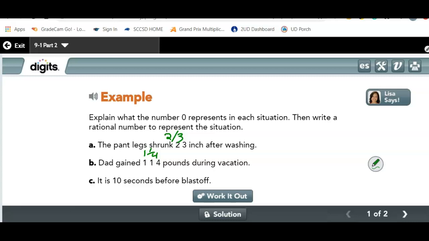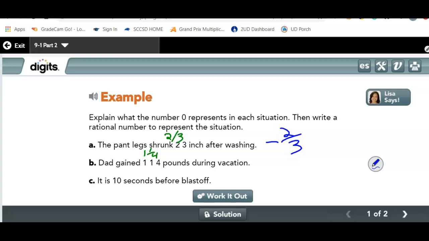All right, a pant leg shrunk 2/3 of an inch after washing. What is the rational number represented in this situation? Jay? -2/3. Awesome. Why did it become negative? Nathan? Because the pant legs lost 2/3. Good. It shrunk. So that's our keyword, making it negative. Now, what would 0 represent in this situation? Becca? Yeah, the regular pant size, how big they were before you washed them. That's what 0 would represent.